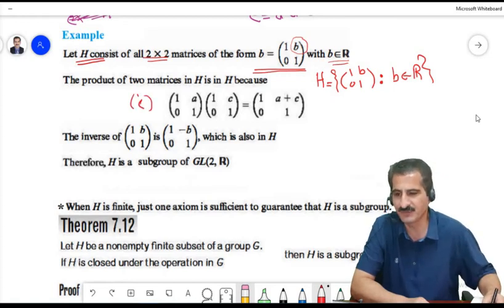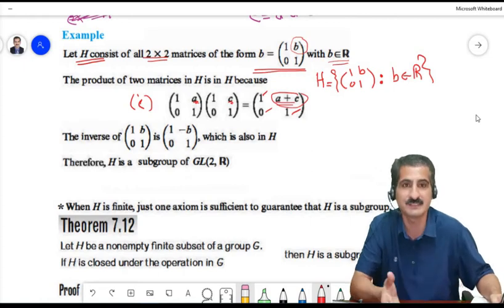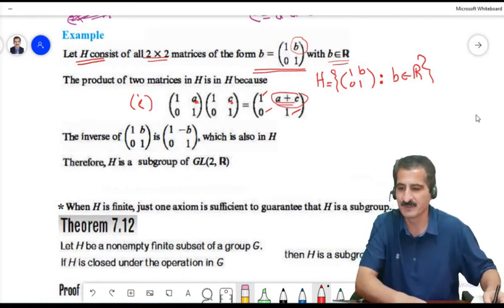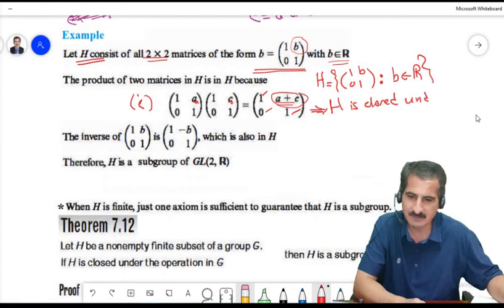This is for the first condition. Take two elements from there, this is A, this is C. Multiply them, then the resulting matrix of multiplication takes that form also. It is 1 here, 0 here, 1 here, and some real number here. So this is in H. This is one of the matrices in H. Good, so it is closed under multiplication. If you find this as a question in some quiz, you will say H is closed under matrix multiplication.